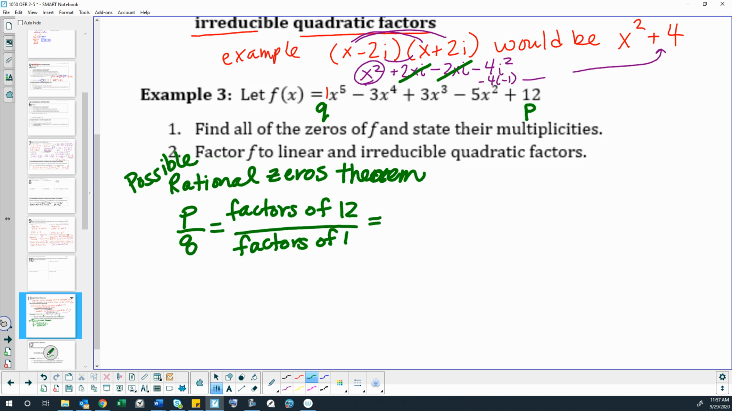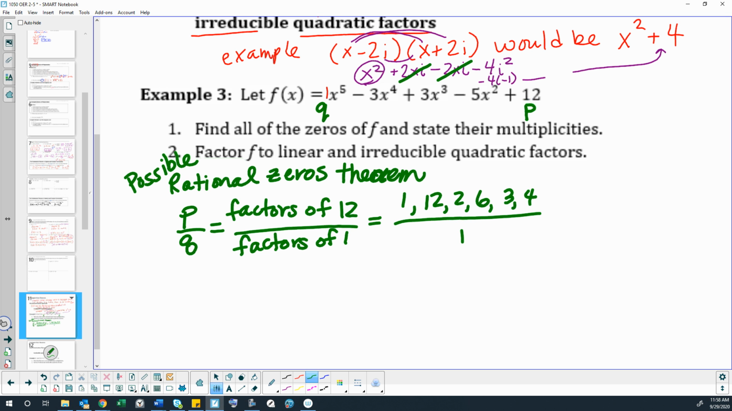So what are all possible factors of 12? Anything, whole numbers we can multiply together to get 12. So 1 times 12, 2 times 6, and 3 times 4. So you see why we include 1? Okay, so then what are all the possible factors of 1?